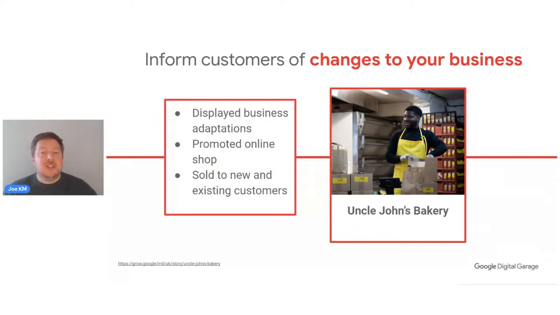The second one here is Uncle John's Bakery. So, displayed the business adaptation. What did they have to do when COVID happened? How did they change this? They promoted their online shop and sold to new and existing customers, which then meant all of a sudden people that didn't know about them were now looking for local bread, local producers, local shops who were struggling.